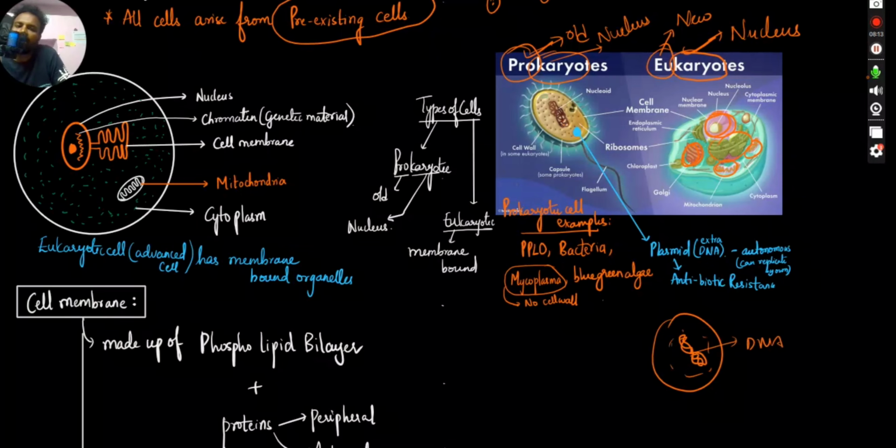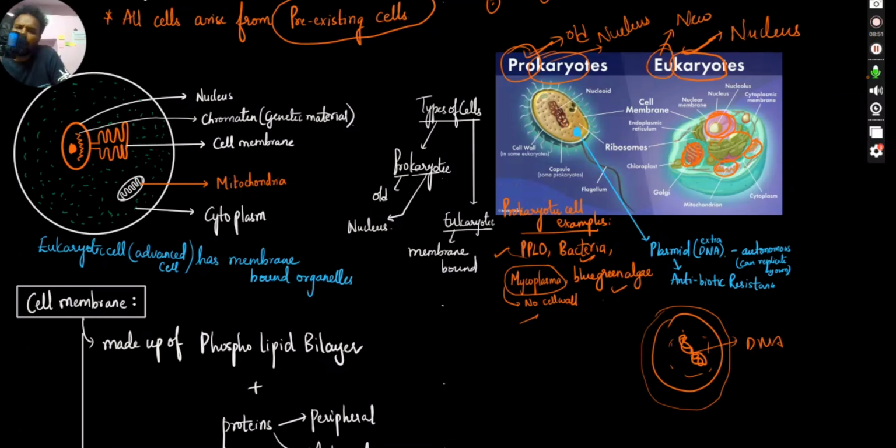So prokaryotic cell examples are PPLO, bacteria, mycoplasma, and blue-green algae. And only mycoplasma won't have any cell wall, right? Cell membrane will be there, but cell wall won't be there in mycoplasma. In the remaining ones, cell wall will be there. We'll be seeing what a cell wall is later. Cell wall is present only in plants, and is not present in animals. Cell wall is for rigidity. Plants need some rigidity to stand, right? So for that they have a cell wall, but animal cells do not have any cell wall, right?